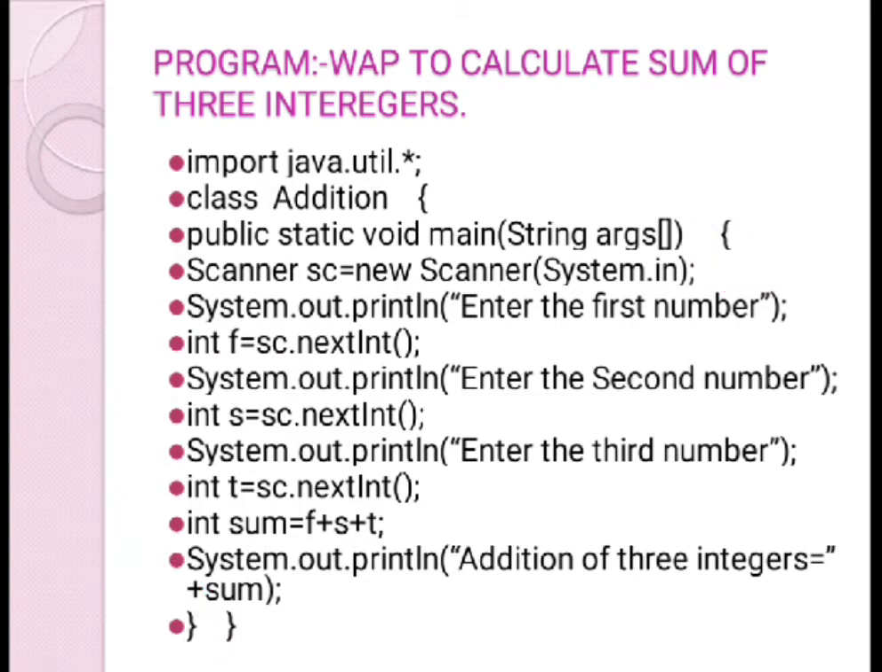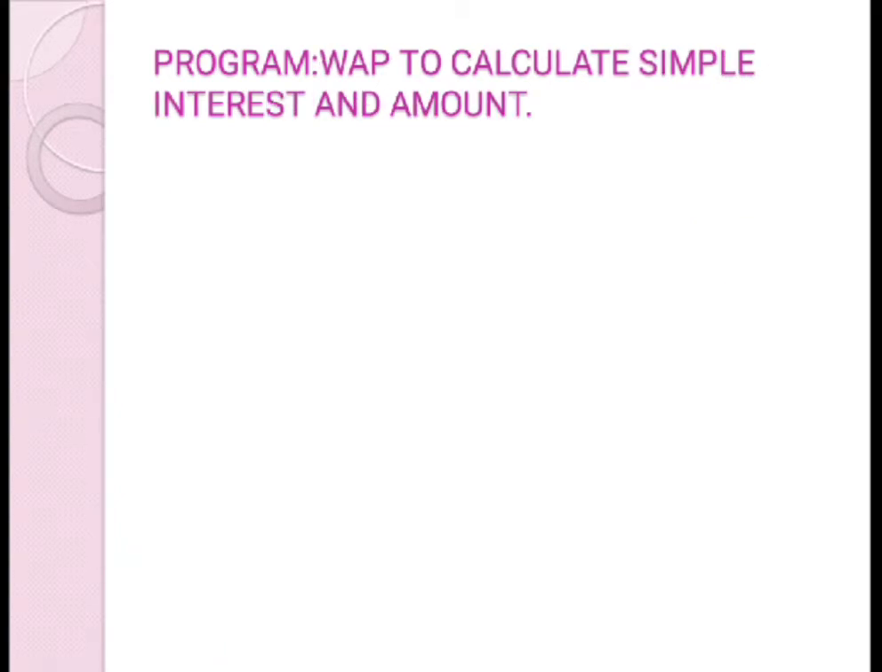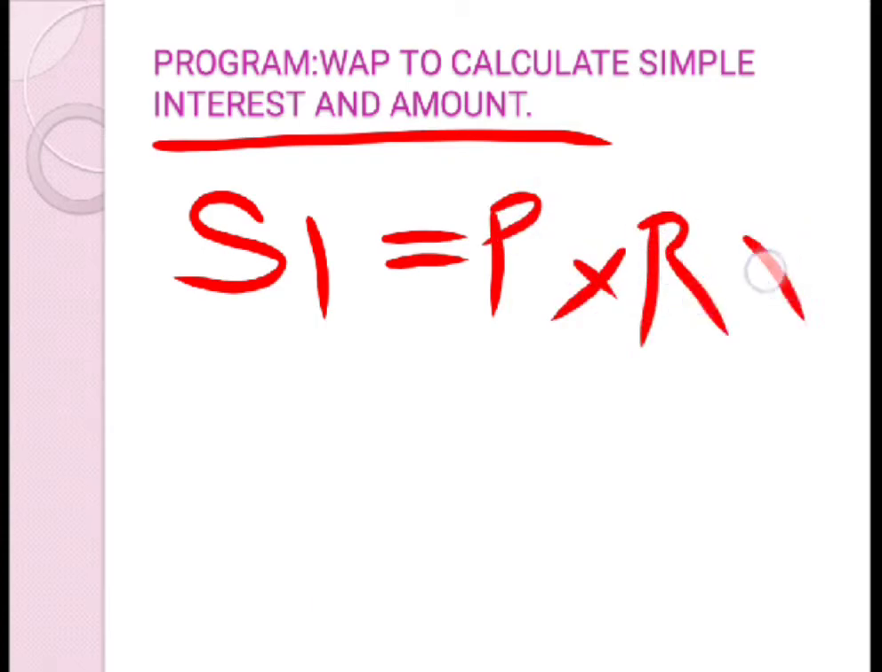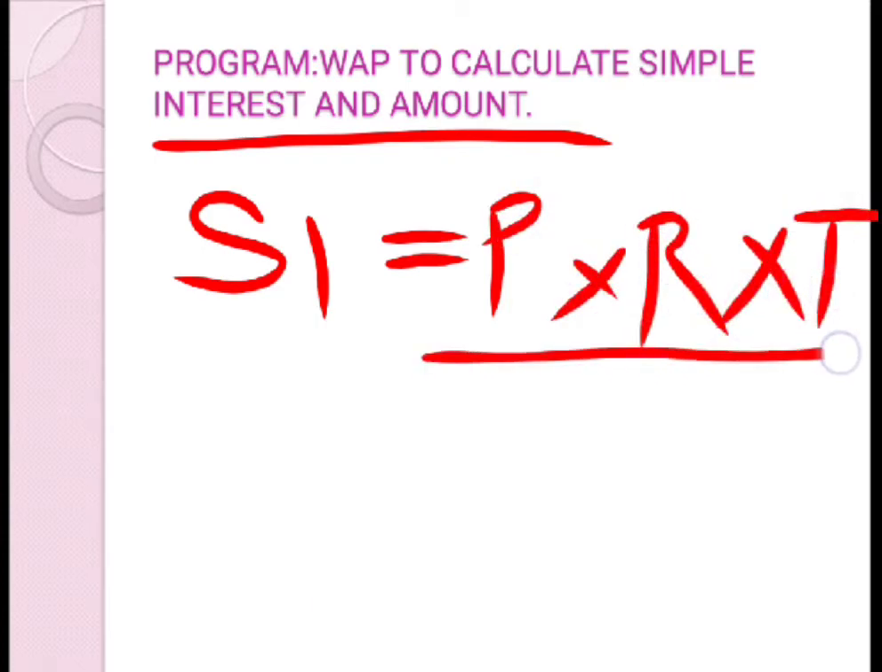I hope you might understand. Let's take one more example. Here we have a program where we have to calculate simple interest. We all are aware what simple interest is. As we all know, SI = P * R * T / 100. This is the basic SI formula. But we are not going to write it like this in Java.